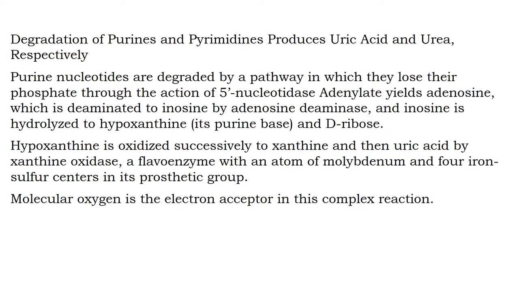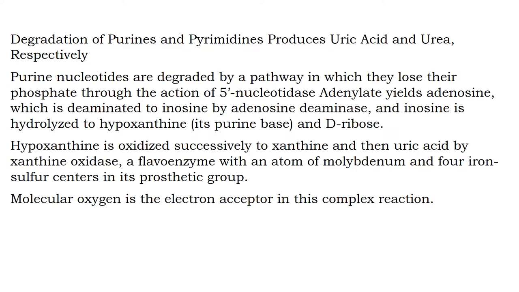See, we know that we have purines and pyrimidines. So the degradation of either purines or pyrimidines will give out urea and uric acid. For example, these purines will give uric acid, whereas these pyrimidines will give urea. Now, the purine nucleotides are degraded by a pathway in which they lose their phosphate through a reaction of nucleotidase.